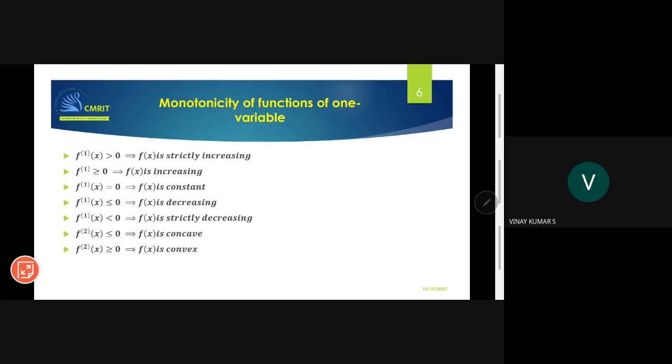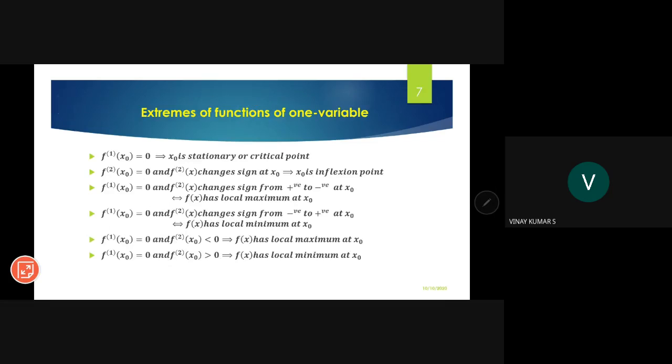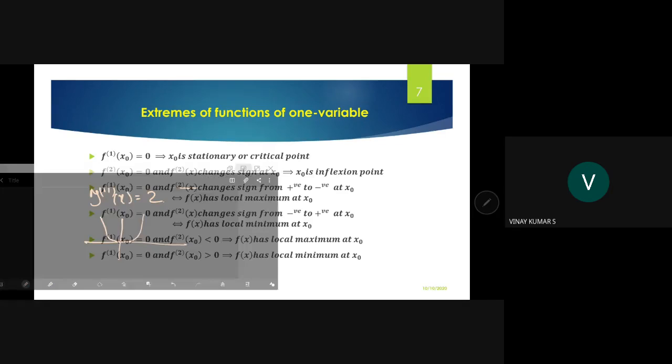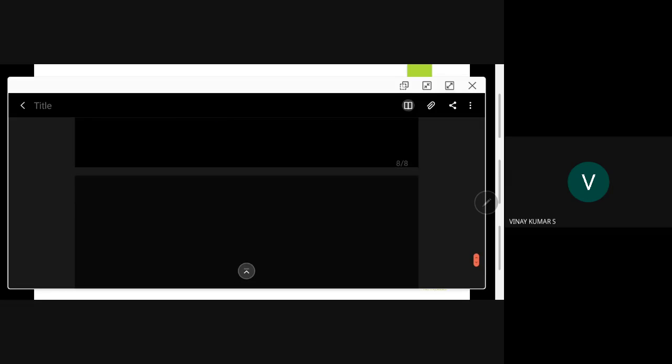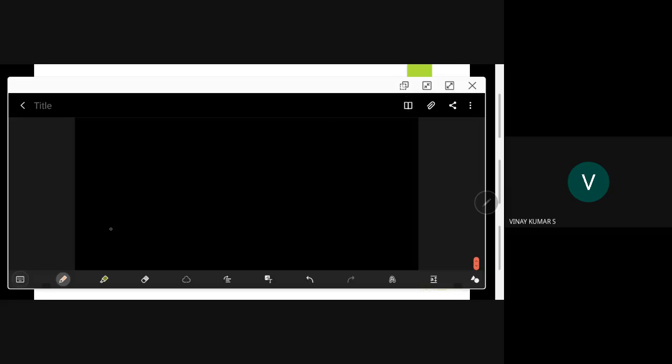Now we go to the next slide. Extreme values of a function of one variable. Here there is a method to find extreme values. Extreme value means, I will tell you again using a graph. For example, we have a graph like this.